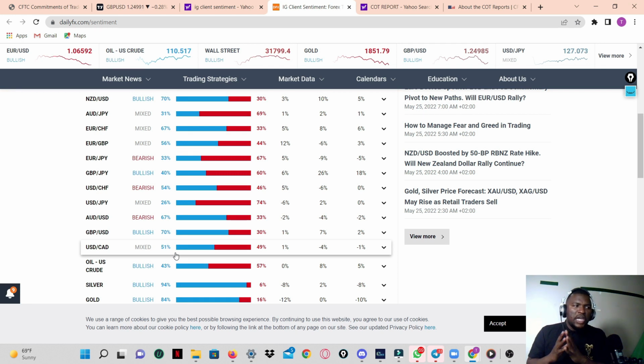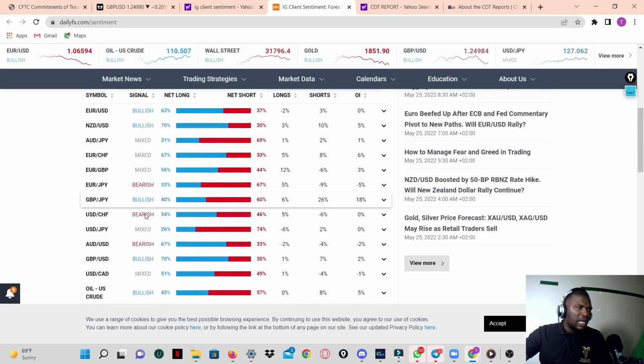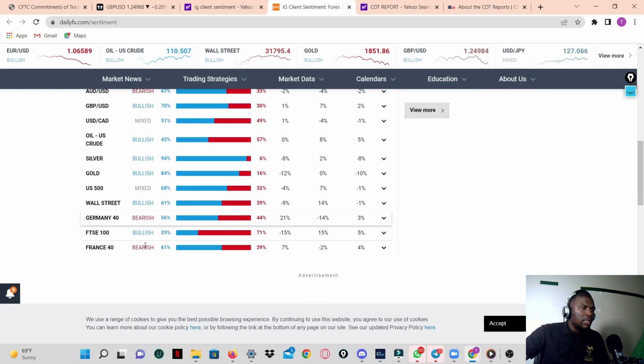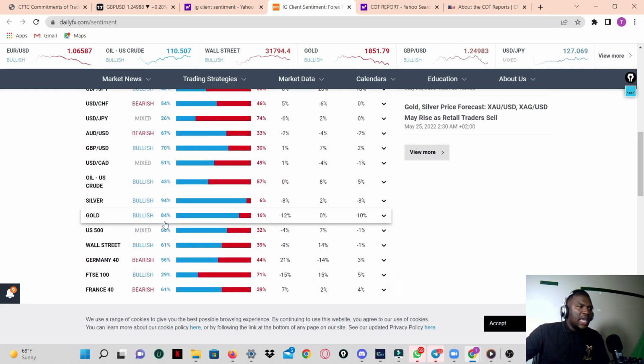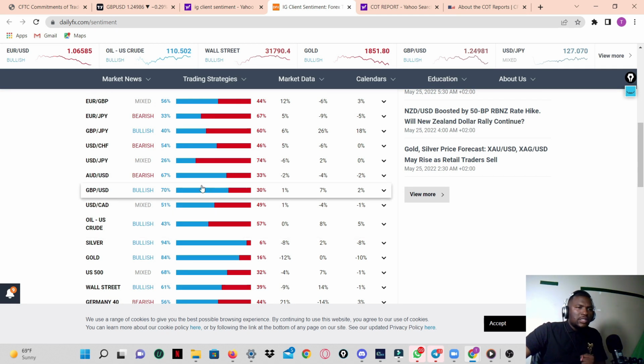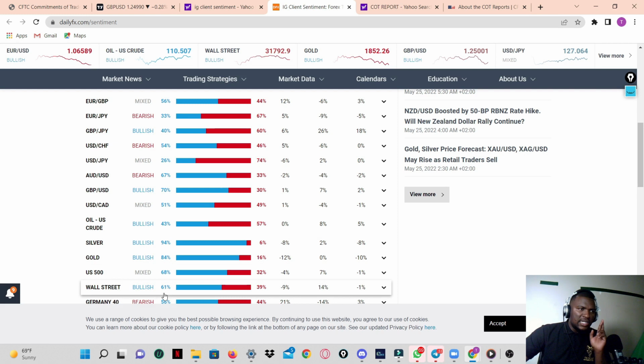So without any waste of time, we're just going to look at the different pairs right here. We have different pairs that you can take note of, and you can analyze and check your technical and your fundamental analysis, and be able to see what the market is holding for you that day.